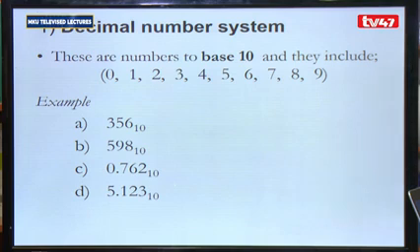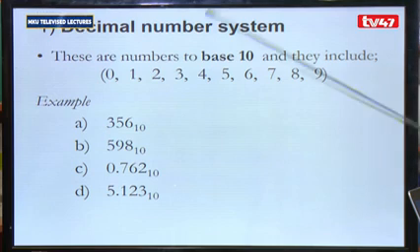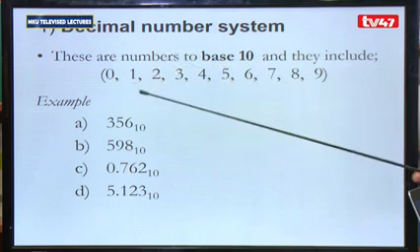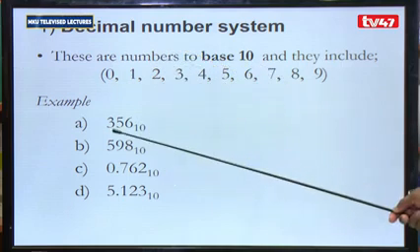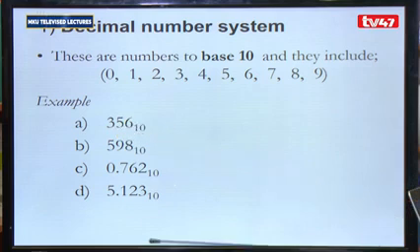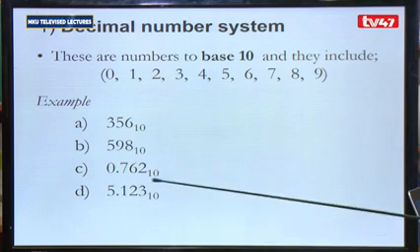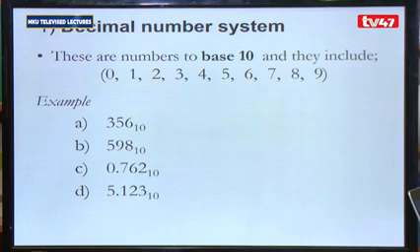Most people confuse a decimal number with a number with a decimal point. No. A number with a decimal point is a fractional number, which can also be a binary number, octal, or hexadecimal. So when we mention a decimal number, this is a number to base 10. And these are examples of decimal numbers: 356 base 10, 596 base 10. It can also be a fractional decimal number: 0.762 base 10, 5.123 base 10, and so on. So these are decimal numbers.